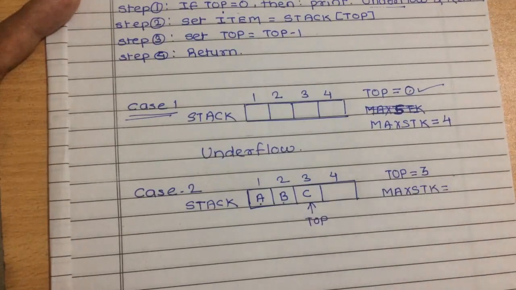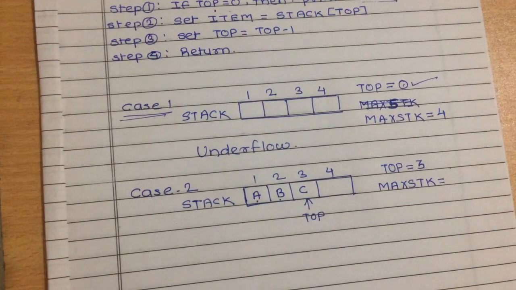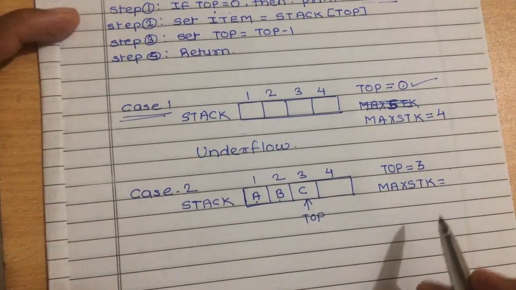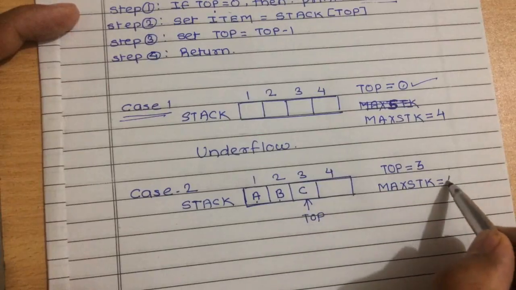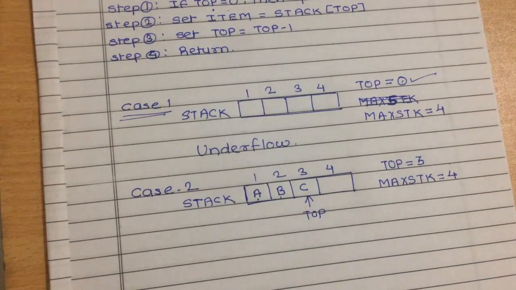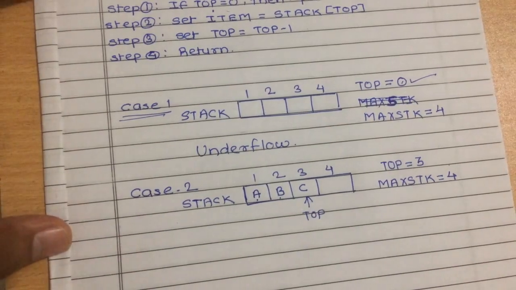And what will be the value of max stack? Max stack is nothing but the maximum number of elements that the stack can hold. So here this stack can hold a maximum of 4 elements. So the value of max stack is 4 and top is 3. So now let's check the algorithm again for this case.